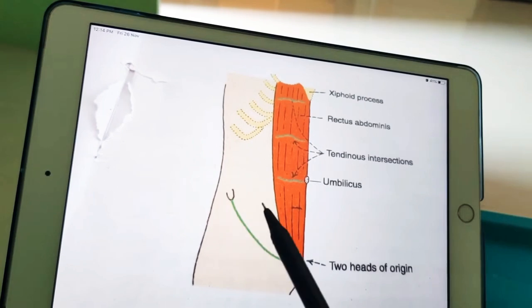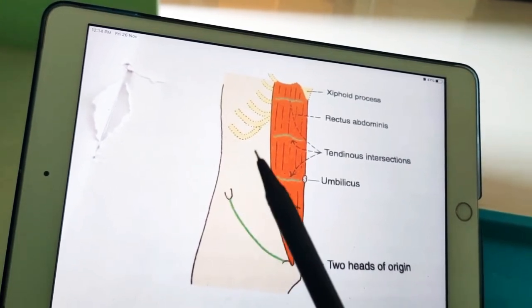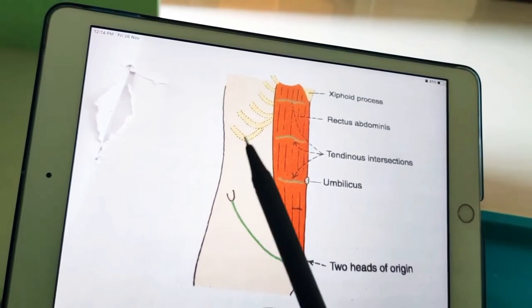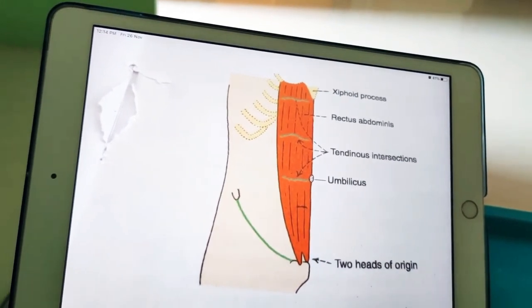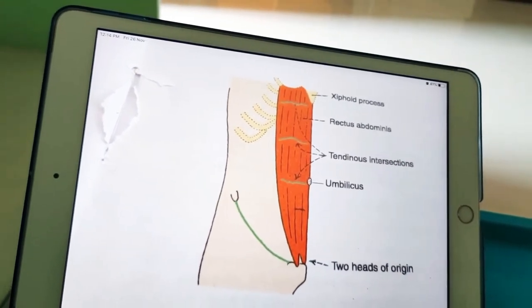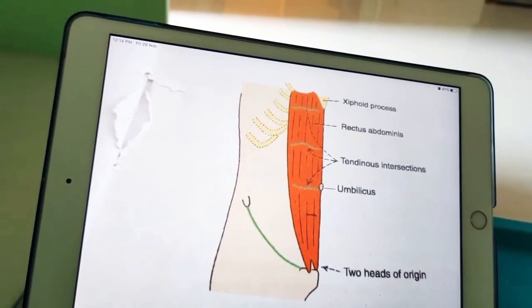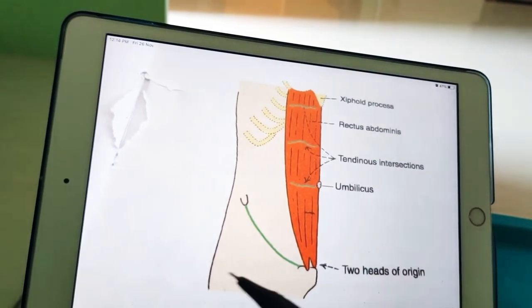Embryologically they may represent the segmental origin of this muscle, but functionally they make the muscle more powerful by increasing the number of muscle fibers. What they mean to say is that embryologically this muscle is segmental in origin, whereas functionally this muscle has more muscle fibers so that it has more power.